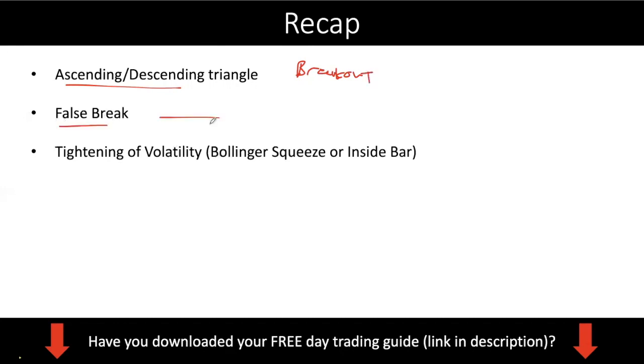Then I talk about the false break. Basically, you have price ranging, and once it breaks support, instead of breaking down and carrying on trending, it goes back up. The opposite is also true. You have resistance, and instead of it breaking and price rising further, it goes back down. That's a false break. And lastly, I talk about the tightening of volatility, which can be visualized either by the Bollinger Squeeze or the inside bar. Stick to this one over here if you do not yet know how to identify the inside bar, or you struggle with identifying it.